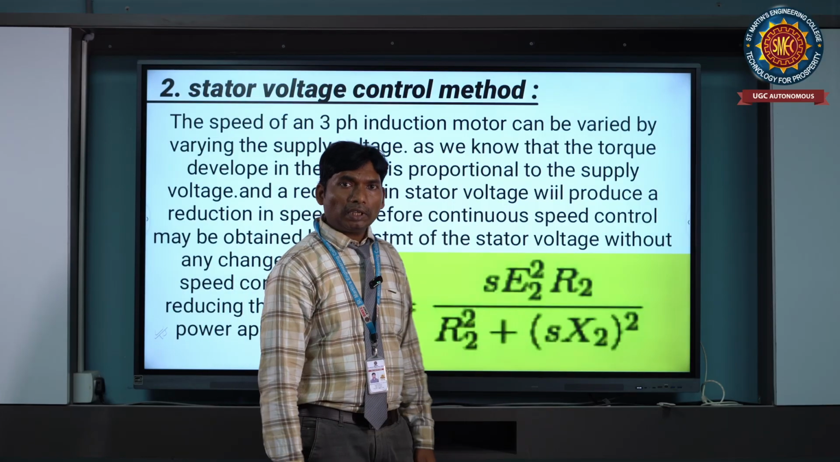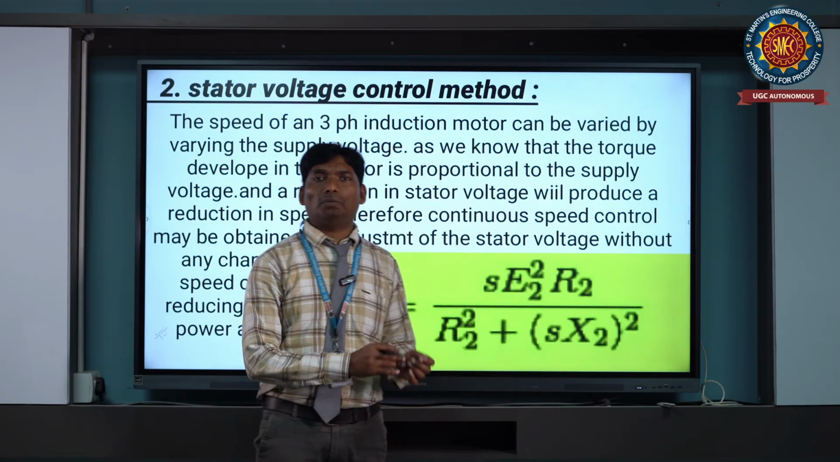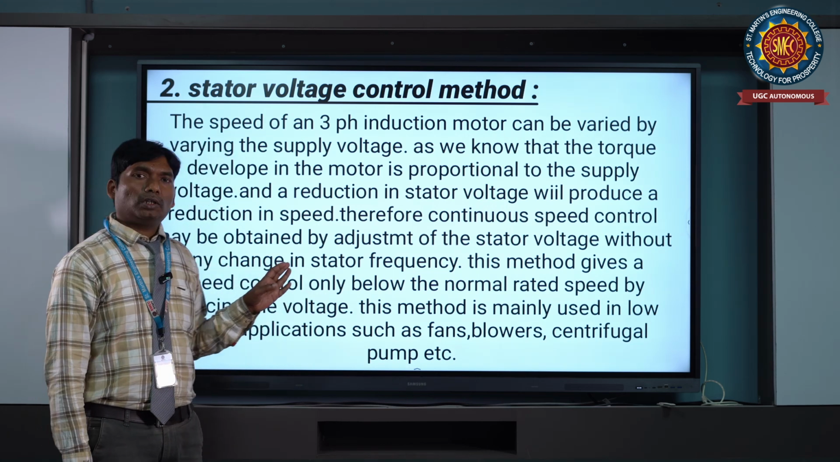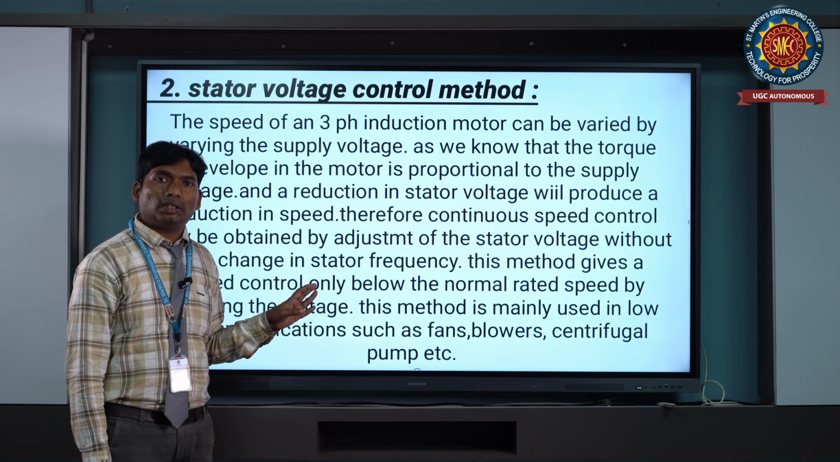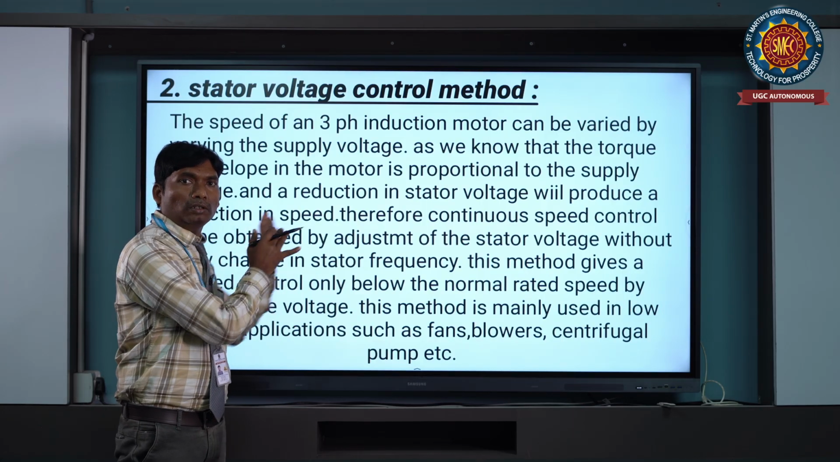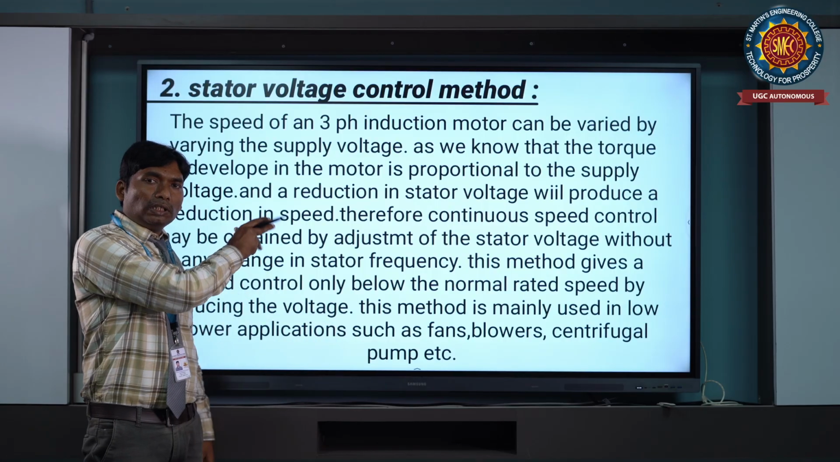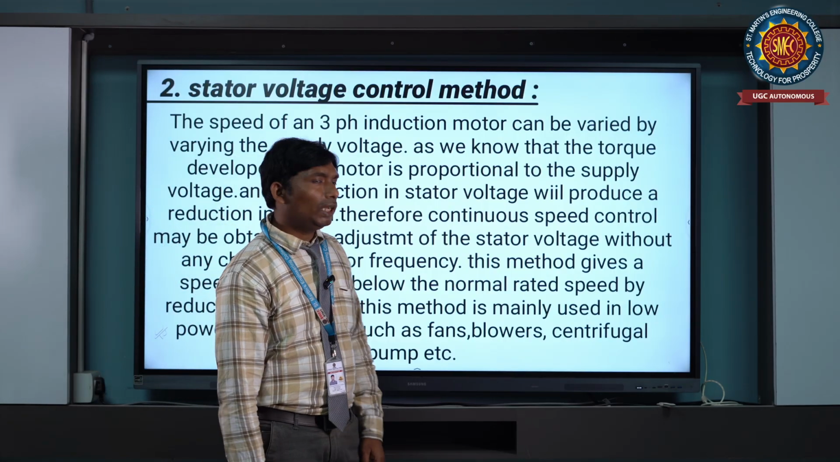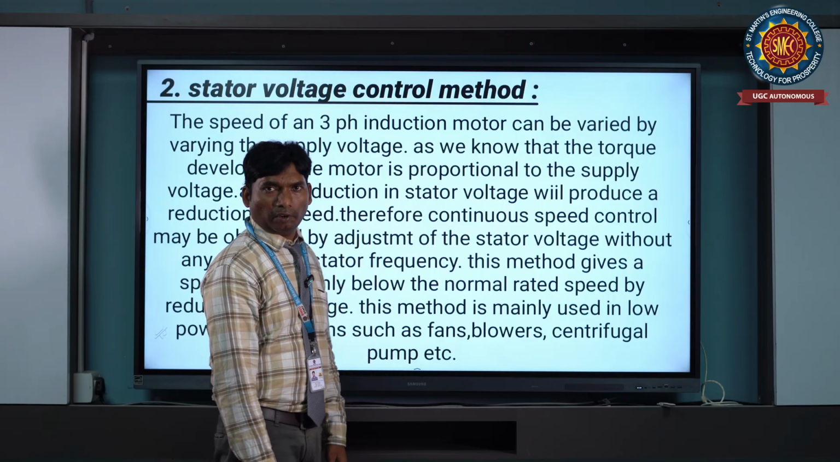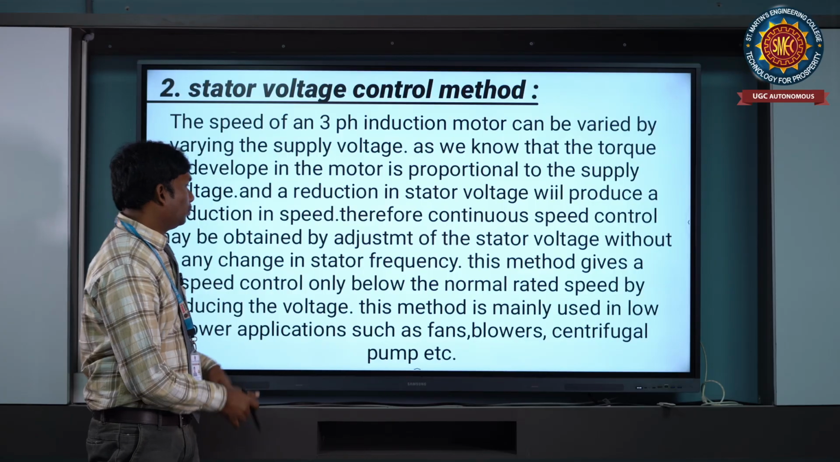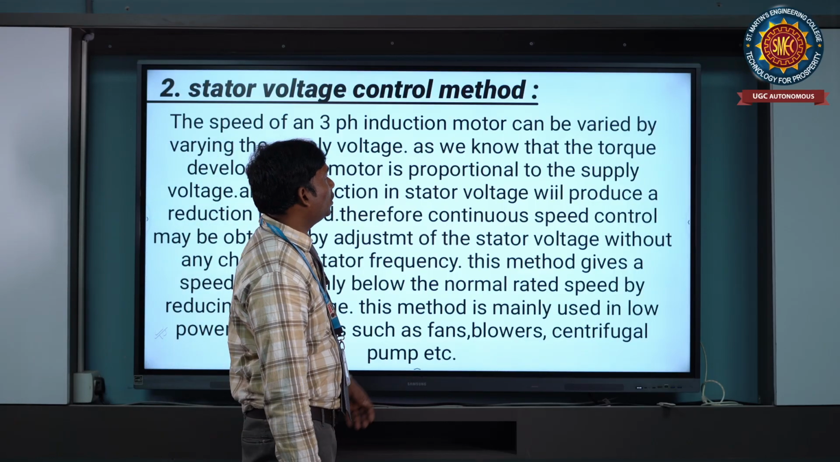In this method, we can control the speed of the induction motor by varying the stator voltage. To vary the stator voltage, we have to connect a three-phase auto transformer in between the supply and the induction motor. By varying the stator voltage, we can apply the variable voltage to the induction motor based on our requirement. In this way, you can control the speed of the induction motor.